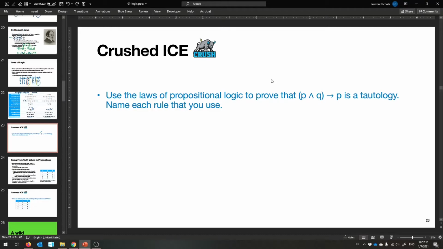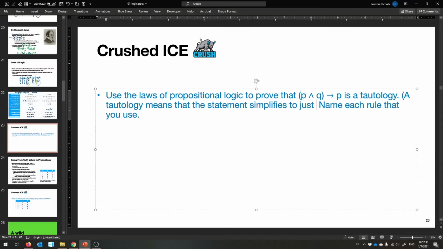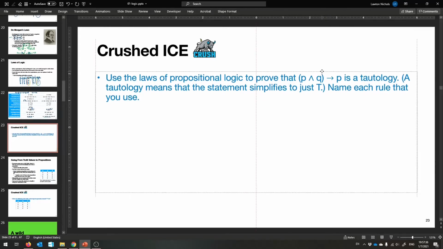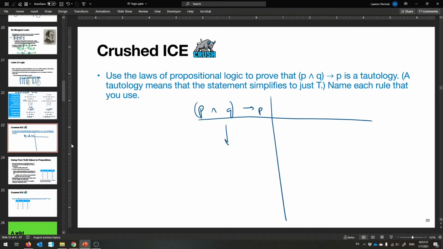So maybe I should write that. The statement simplifies to just true by itself. Okay, that's a useful concept. So we want it to just simplify to true. Okay, so we're going to name each rule from this slide that we use, and let's get started. So our original thing is P and Q implies P. I might have to write smaller. So that's our original thing, and then we're going to simplify that down over here.